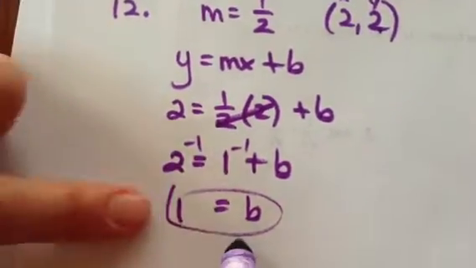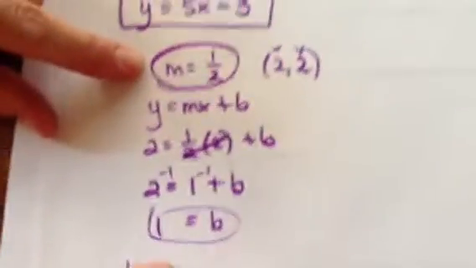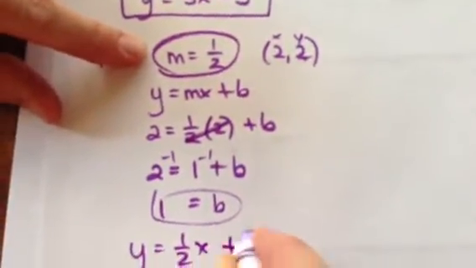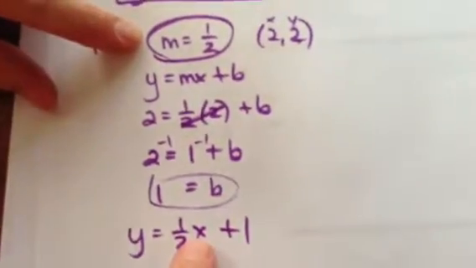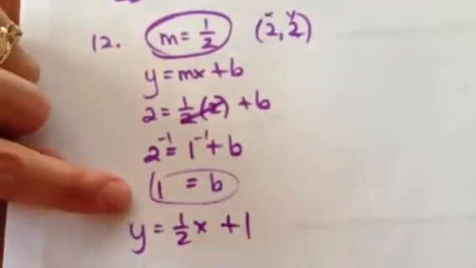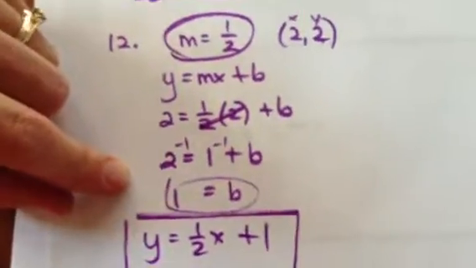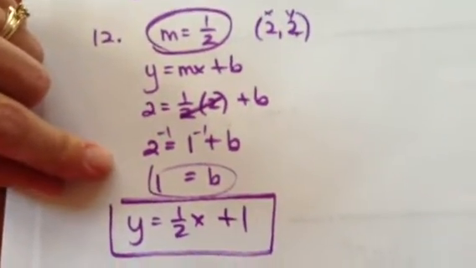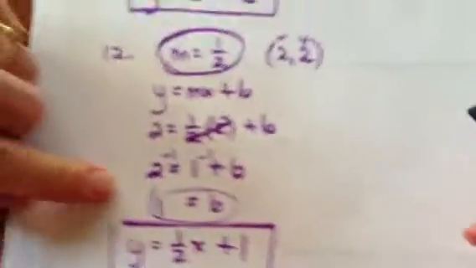So notice I know my b, my y-intercept, and I know my slope, so I can plug this in. Notice it's your slope, and then don't forget your x, and then my y-intercept is 1. So that's that right there, okay? Now, let me do one that has maybe a negative in it real quick. How about number 14? We're going to do several of these.